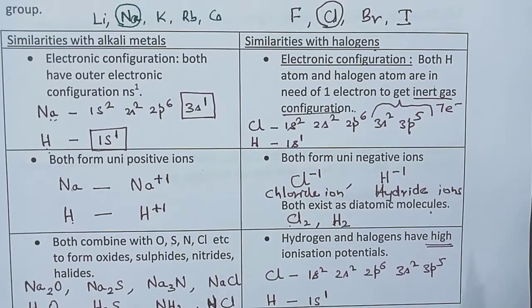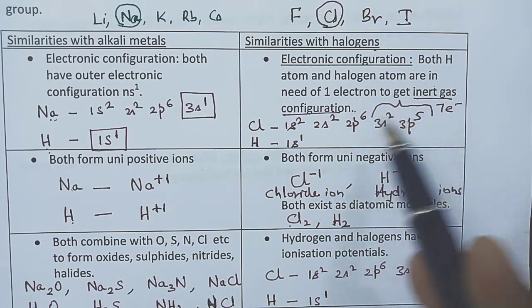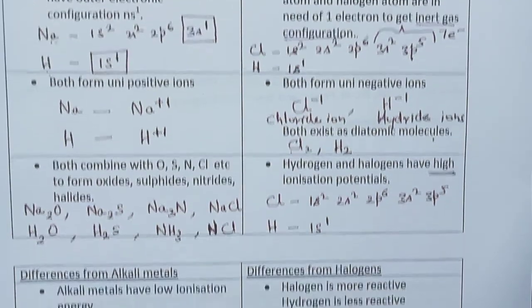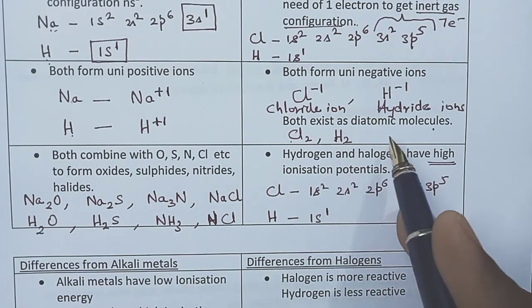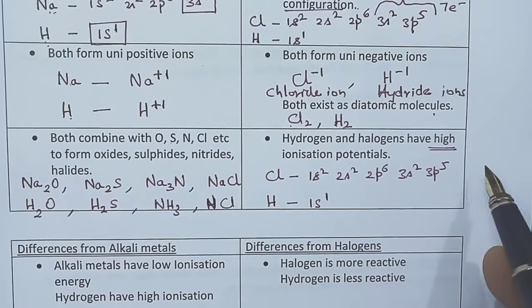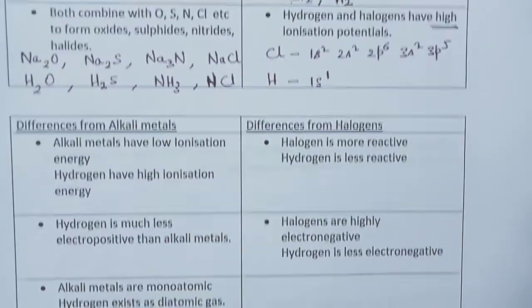I repeat once again, both hydrogen and halogens need 1 electron to get inert gas configuration. Both hydrogen and halogens form uni-negative ions. Both exist as diatomic molecules, and both of them have high ionization potentials. So we discussed the similarities, and now we are going to start the differences.